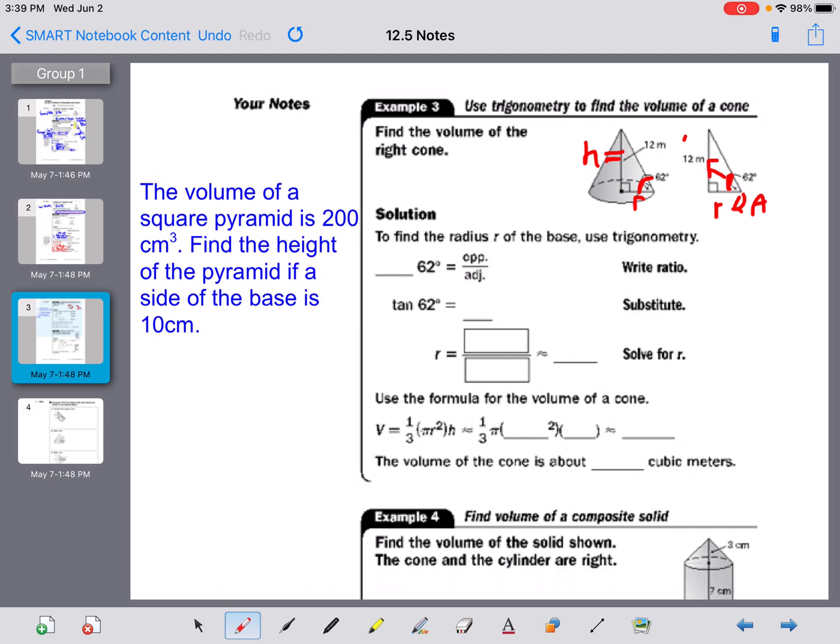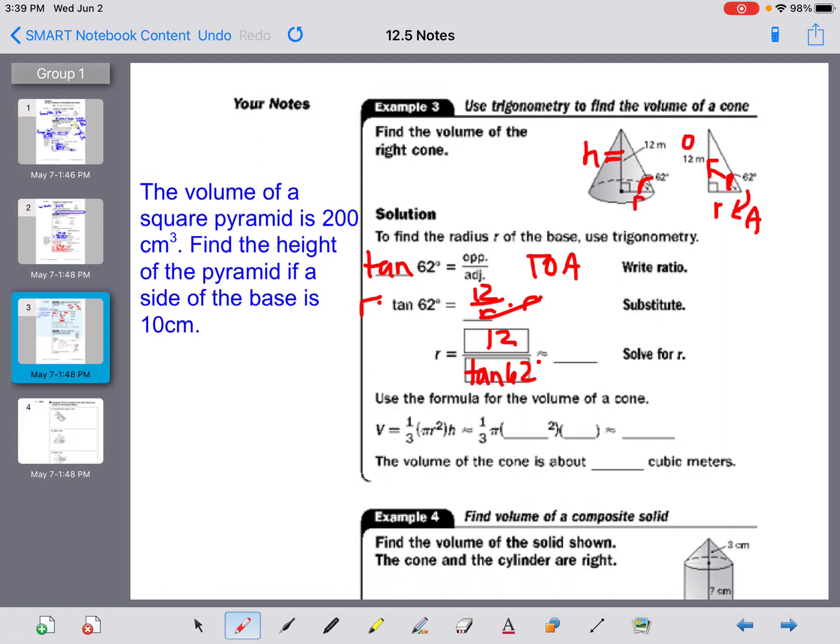And I already know 12, which is opposite, so I can use a little SOHCAHTOA, right? If I'm working with opposite and adjacent, that will be TOA. So the tangent of my angle 62 equals the opposite, which is 12, over the adjacent, which is my R. Can I solve for R when it's in the denominator? No, so I multiply both sides by R to get it out of the denominator. And then I have R times tangent 62 equals 12. I want R by itself, so I have to divide by that big chunk, and I get 12 divided by tangent of 62. Type it in your calculator. Make sure you are in degree mode when you do that.